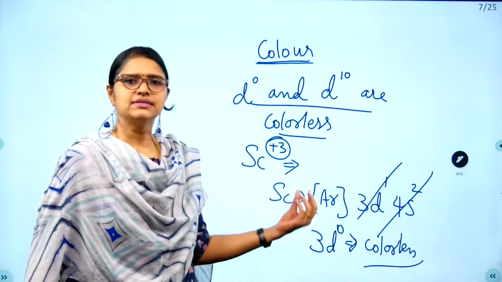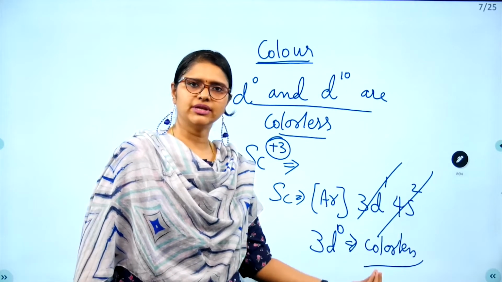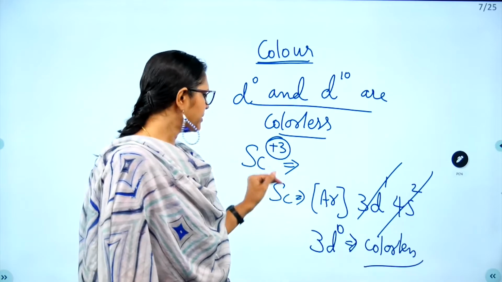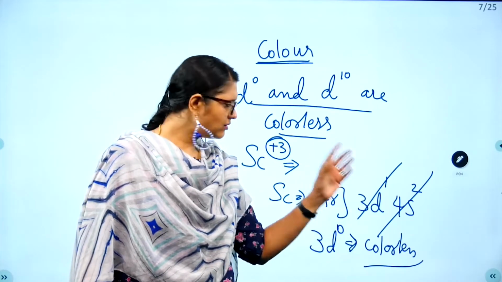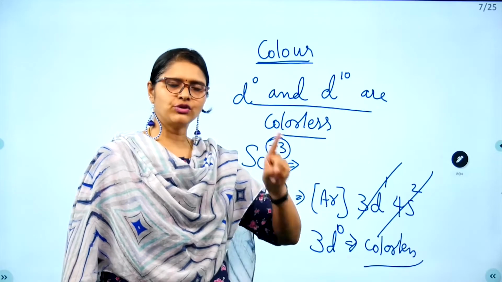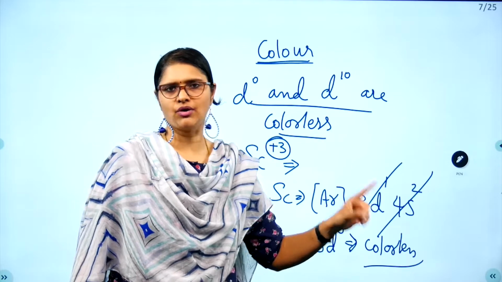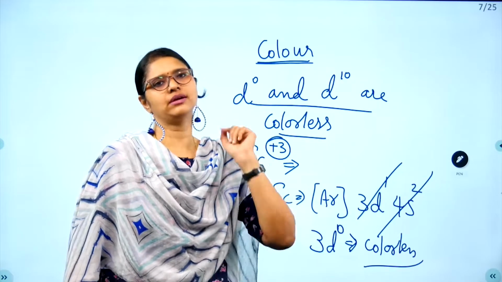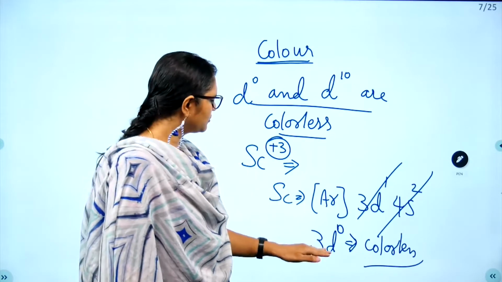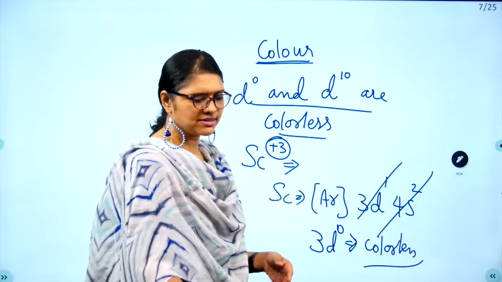Okay. Scandium is argon 3d1 4s2, and for scandium 3+, you should always remove electrons from 4s first and only then from 3d. You should never directly remove the electrons from 3d. Always remove from 4s, then come to 3d. Now 3d is 0, so therefore it is colorless.